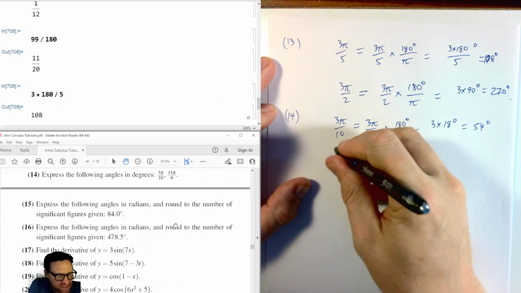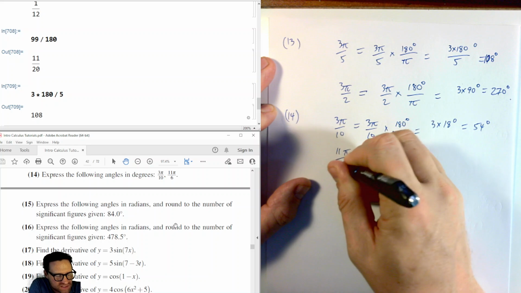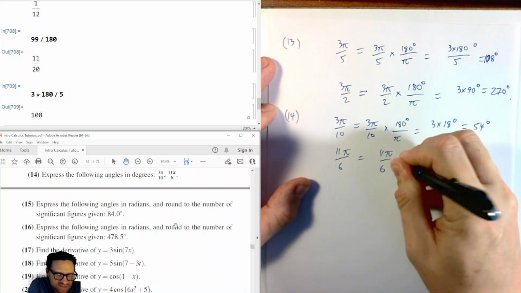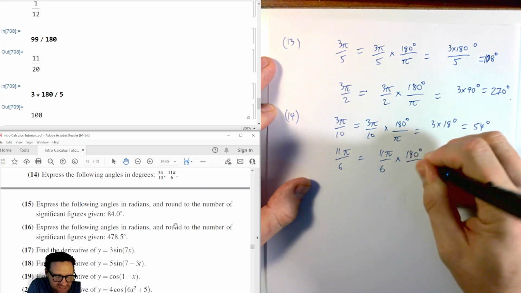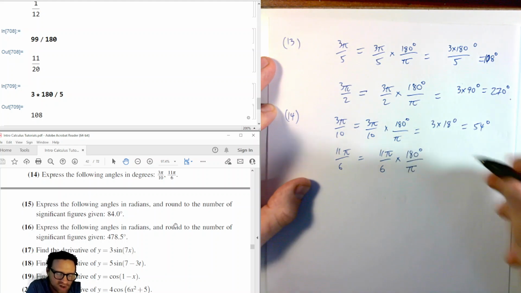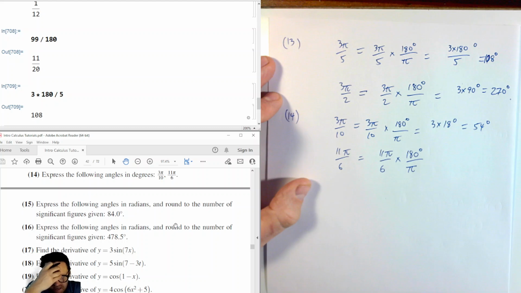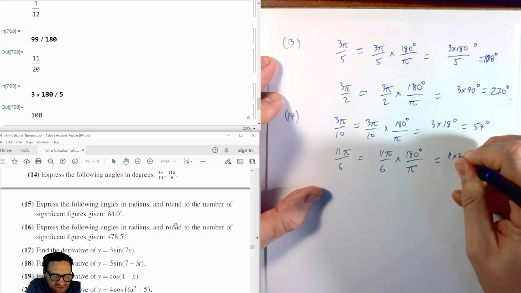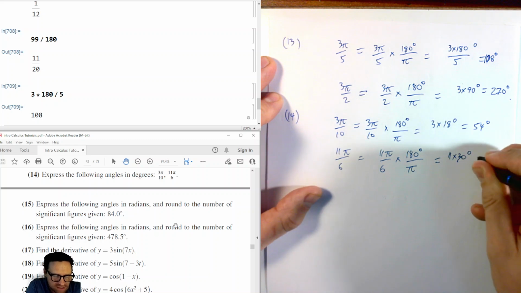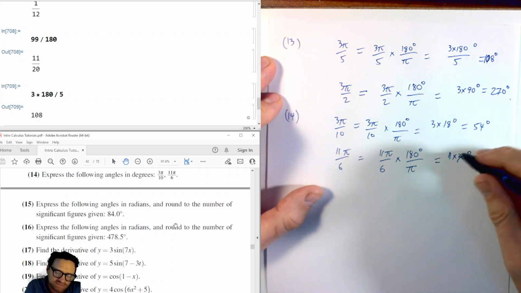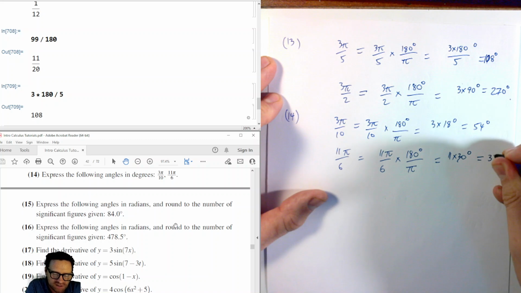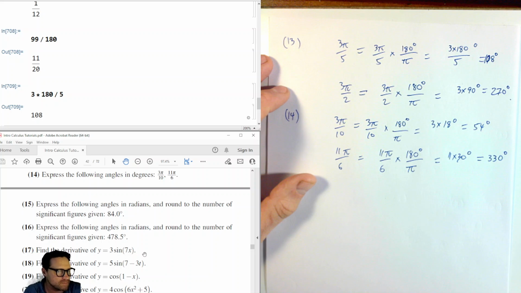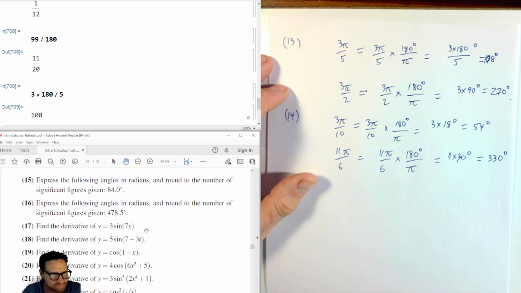Next piece of this, 11π/6 is 11π/6 multiplied by 180 degrees over π. Let's cancel the π. 180 divided by 6 is 30, and so we have 11 times 30 degrees, which is 330 degrees. No calculator needed for that one.